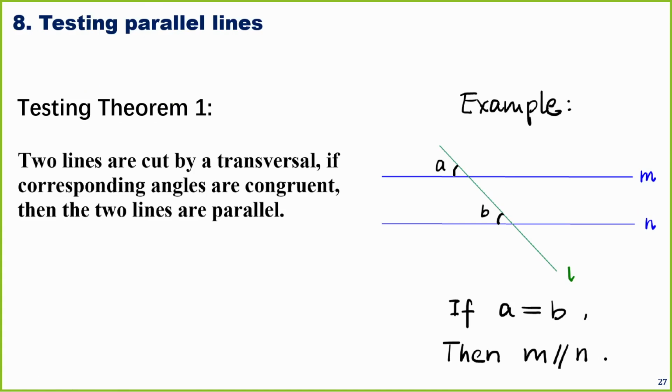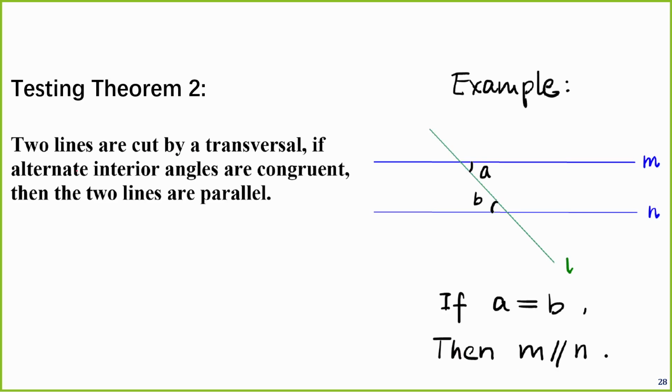Testing theorem 1 states that if two lines are cut by a transversal, and if corresponding angles are congruent, congruent means equal, okay, then the two lines are parallel. For example, on the right side, if angle A equals angle B, then we know M is parallel to N, okay? And testing theorem 2 states that if two lines are cut by a transversal and alternate interior angles are congruent, then the two lines are parallel. For example, on the right side, if angle A equals angle B, we know M is parallel to N. So basically, it's a reverse process of the property of parallel lines, right?